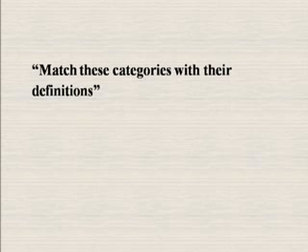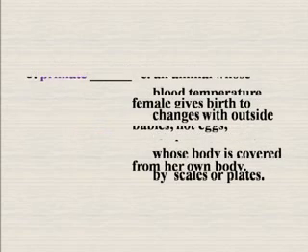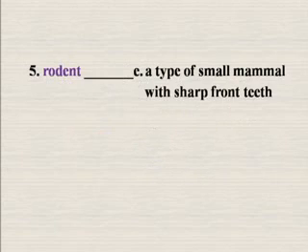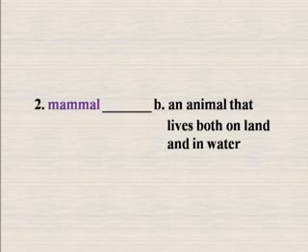Now, let's move on to the next item, vocabulary, animal kingdom. In this item, you also need to do the following exercise. Match these categories with their definitions and then check your answers. The categories are amphibian, mammal, primate, reptile, and rodent. A is the order to which humans, apes, and monkeys belong. B, an animal that lives both on land and in water.